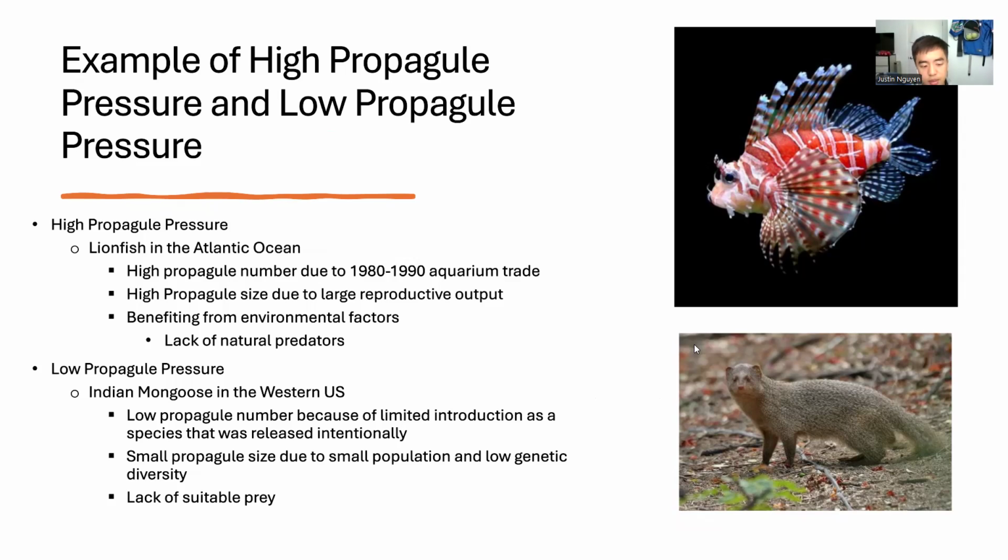They also have a small propagule size due to the small population and the low genetic diversity, and so this meant that as they were introduced, the less than suitable environment they were introduced in didn't have suitable prey for them to actually be successful in the long term, thus having low propagule pressure.